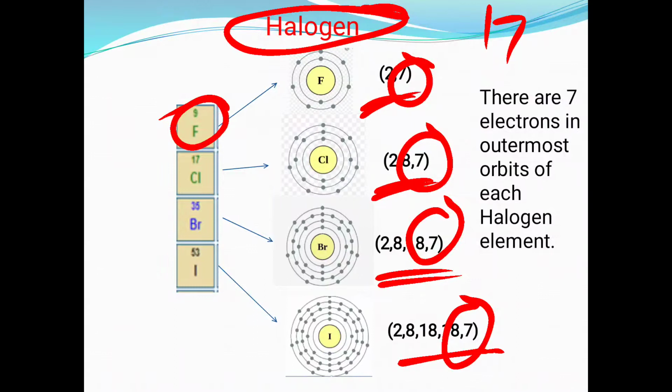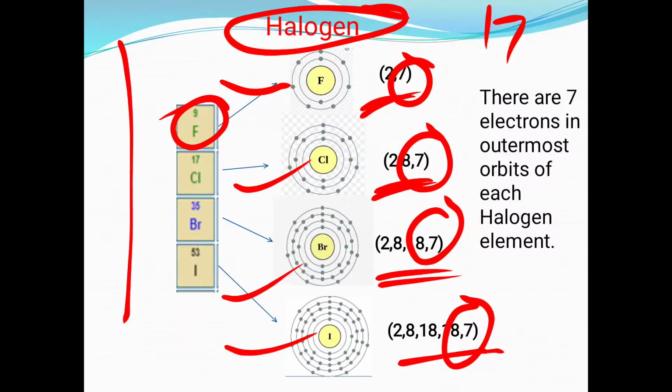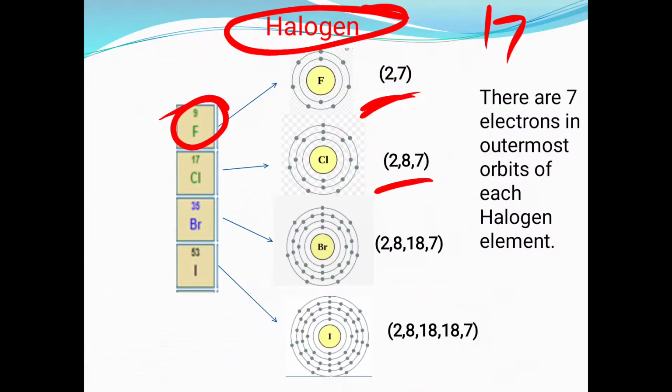Now if you observe the number of shells, in fluorine there are 2 shells, chlorine has 3 shells, bromine 4 shells and iodine has 5 shells, right? This means as you go down in the group, the number of shells increases by 1. Chlorine has 1 shell more than fluorine, bromine has 1 shell more than chlorine, iodine has 1 shell more than bromine. Like that, only 1 shell gets added as you go down in the group.